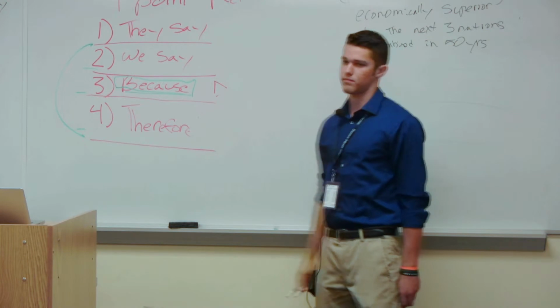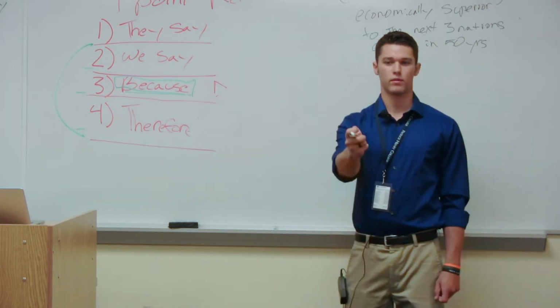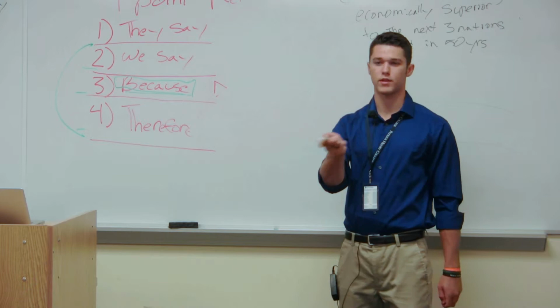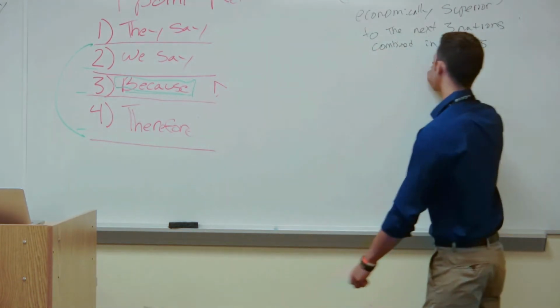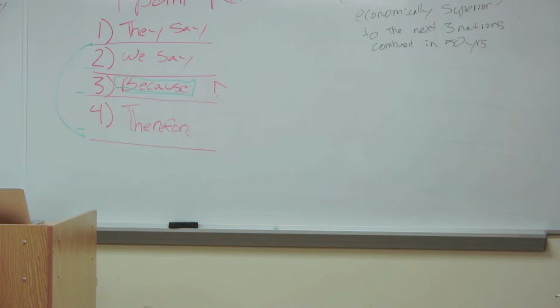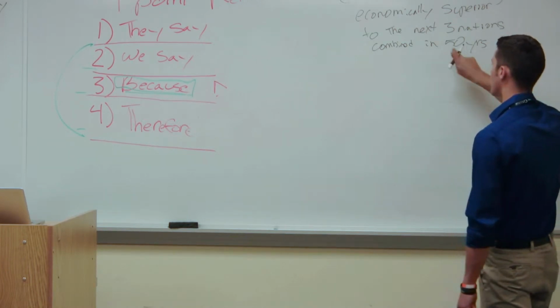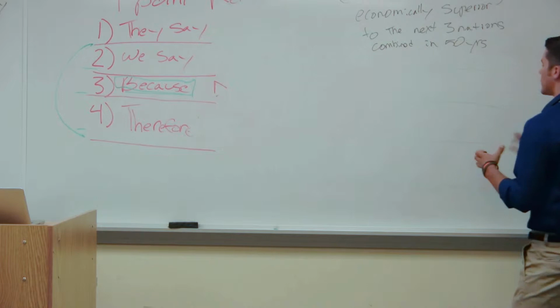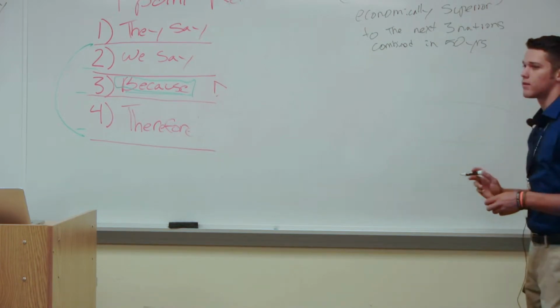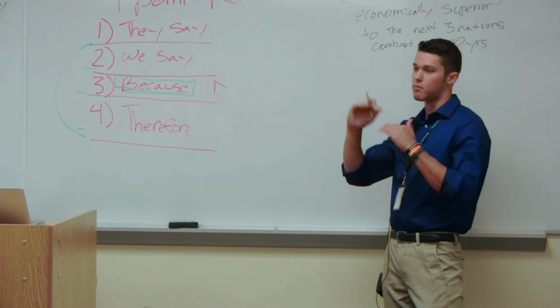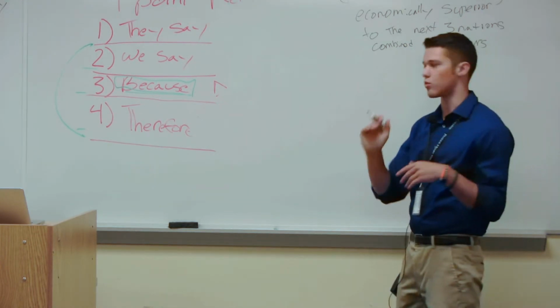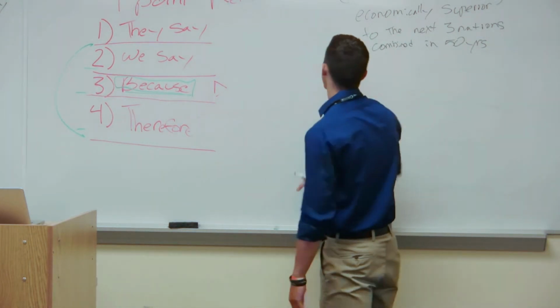Can anybody decipher this for me? You nodded. What does it mean? What am I saying? Basically, that China is going to become very successful economically, and that the 3 nations' wealth and economic prosperity combined will not even match China's. The next 3 nations combined will not be as economically powerful. Yeah, like right on the economic index for the world. So basically, what I'm saying is China's the bomb.